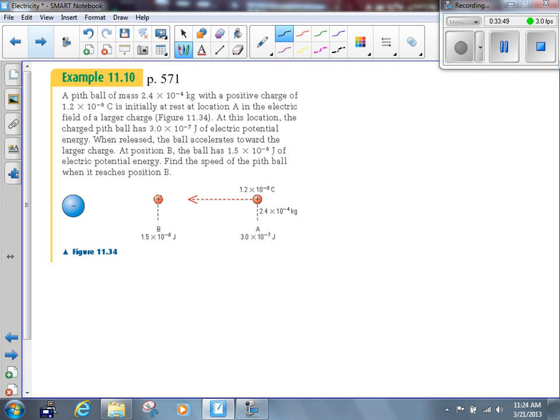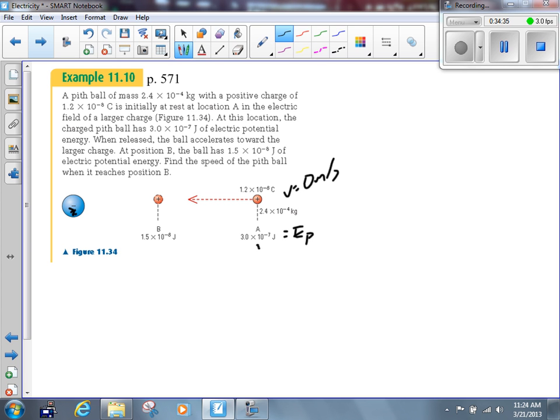Example 11.10 on 571 says a pith ball, a tiny little ball that's really, really light. It's a material that comes from the inside of a plant. It's sometimes used in electrostatics experiments. It doesn't really matter what it is. It has a mass of 2.4 times 10 to the negative 4 kilograms with a positive charge, and it's initially at rest at location A. So here's location A, not moving. I'm going to say that it's 0 meters per second at point A. At this location, the charged ball has 3.00 times 10 to the negative 7 joules of electric potential energy. When it's released, the ball accelerates toward the larger charge, towards this negative.